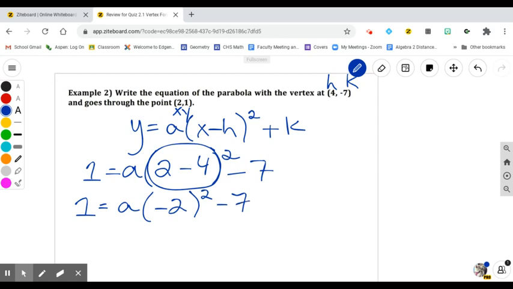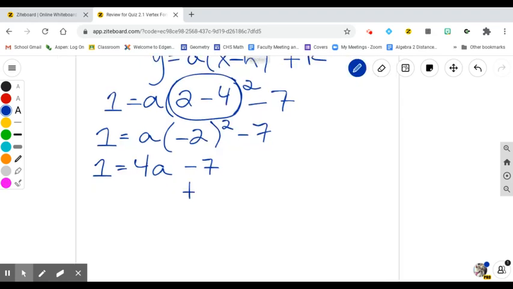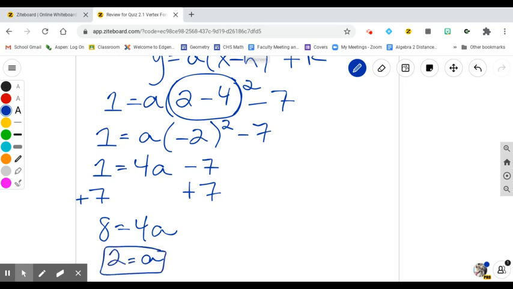Then next is exponents. So 1 equals negative 2 times negative 2. Negative 2 squared is positive 4. And I'm going to put the 4 first, like this. Okay. Next, we add 7 to both sides. So that's 8 equals 4A. And lastly, divide by 4. A equals 2. Okay, so that's the first thing you have to do.